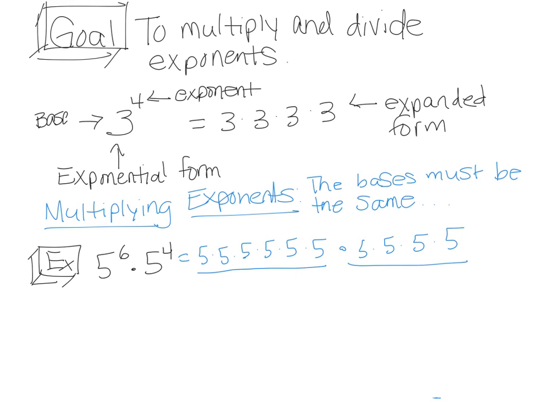So then you have the question, how many do you have altogether? So you have 10 altogether. So you write 5 to the 10th. Now, that's the expanded form. You don't have to write it all out like that.